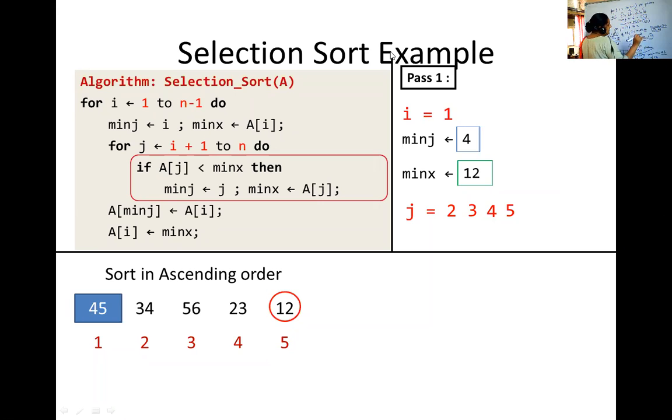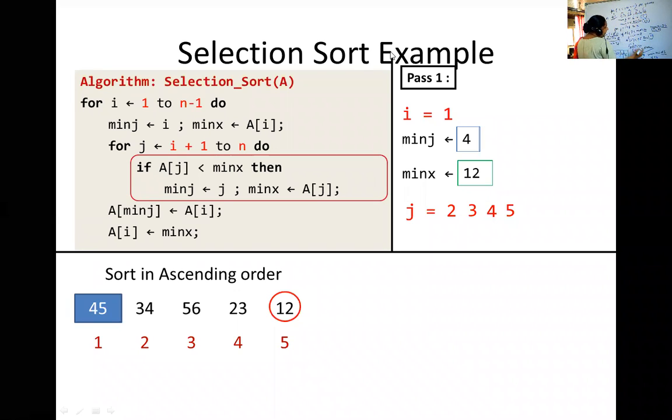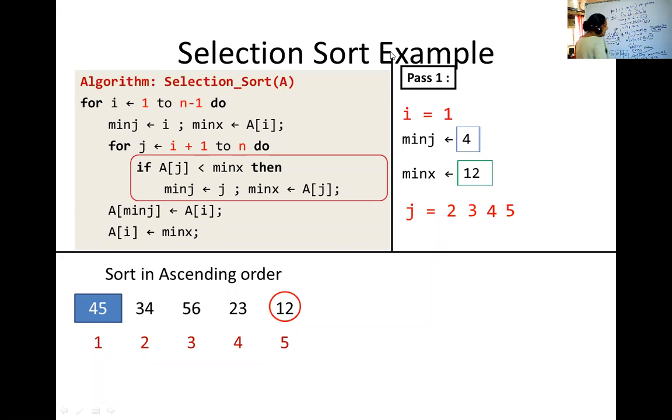So we will not enter inside. Then we will again increment the value of j by 1, that is 4. So j here is 4. So A of 4 is less than 34 because our new min x was 34. So value at 23 is less than 34. Condition is true. So that means we will be swapping the value of 34 with 23, and the value of j will be 4. Now we will increment the value to 5.